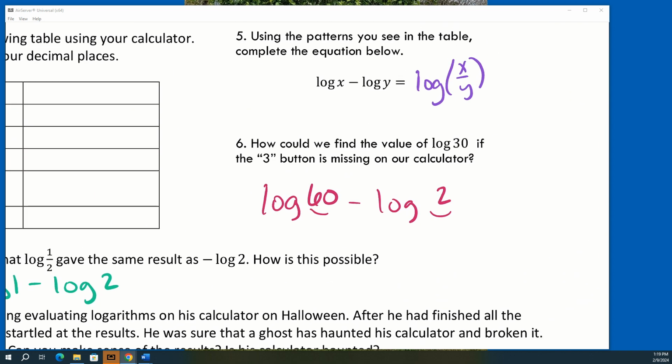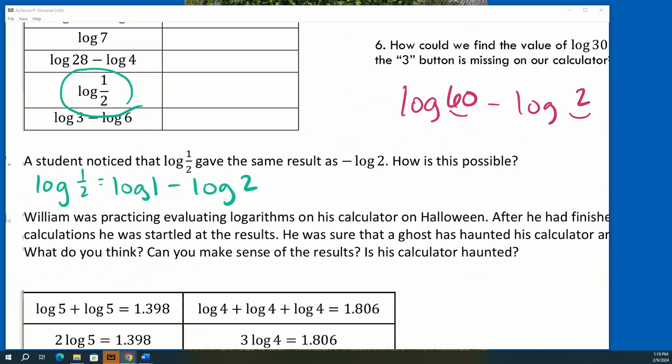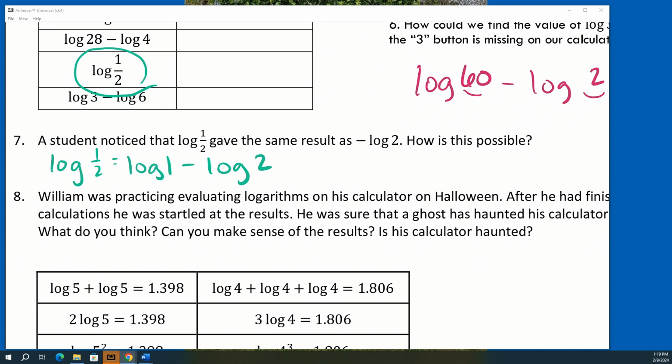So these properties work both ways. So if it's together as one logarithm, we can separate it into two separate ones. And so it's good if you guys can remember that a logarithm just gives an exponent. And so this is going to be whatever exponent is going to give you 1. So what exponent always gives you 1? 0. So this ends up being 0 minus log of 2, which is the same as negative log of 2. So that's how it's possible. There's lots of things that can be equal to that same value.